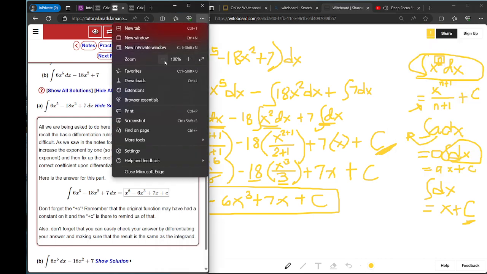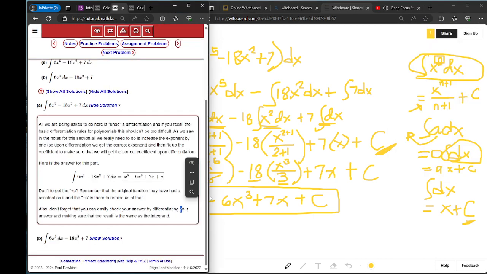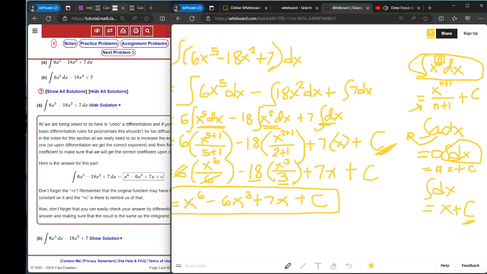So I think this one should be... Okay, anyway, you have there x to the 6 minus 6x cubed plus 7x plus c. Then we got the correct answer. Now let's try this one before we go back to the previous page.